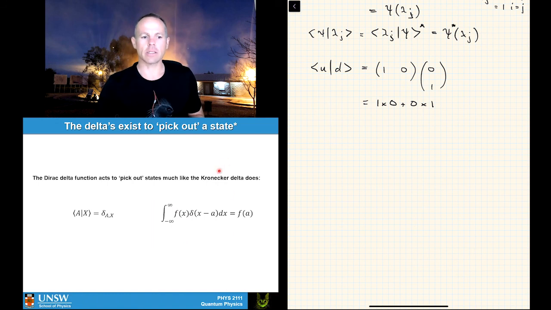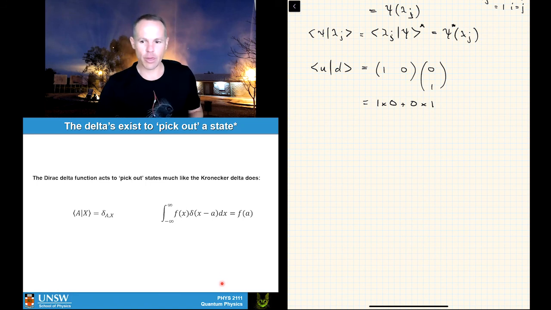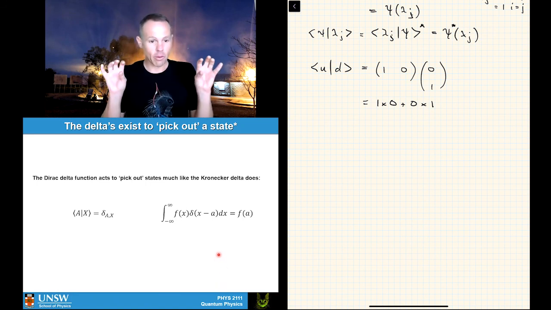I've got a star on this. I'm going to consider this to be an advanced point for now. Later on, you will be expected to understand this in your courses. But for my half of the course, I'm just going to leave this as something for you to think about a little bit. What it does is it exists to pick states.